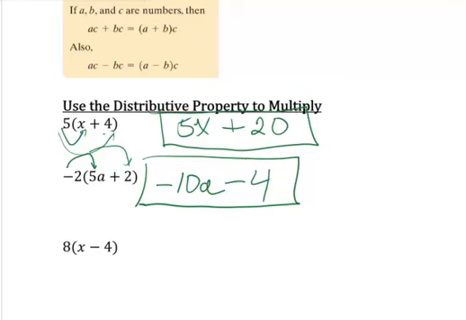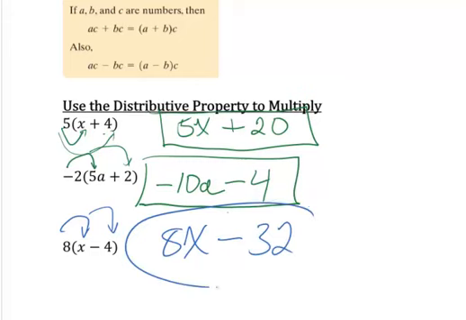Now, I want you to notice as I'm using my distributive property, I'm drawing my arrows. The arrows help me out, and they remind me to make sure that I multiply my number in front times everything on the inside of my parentheses. So here I'm going to have 8x minus 8 times 4 is 32.